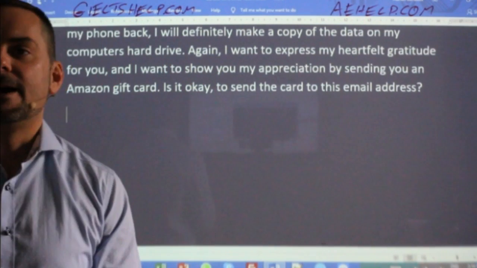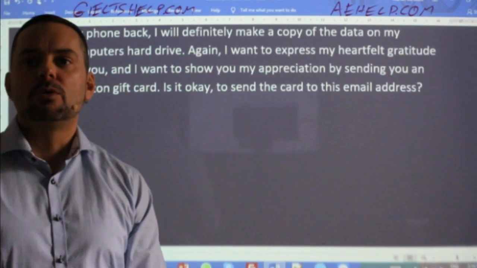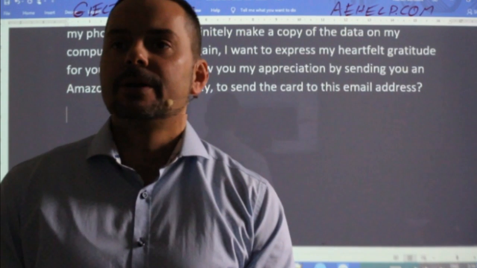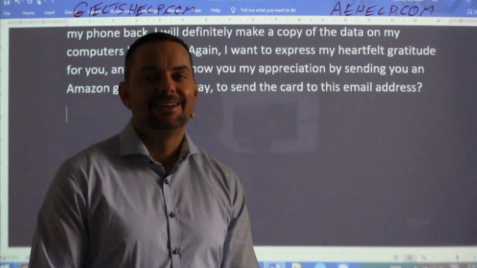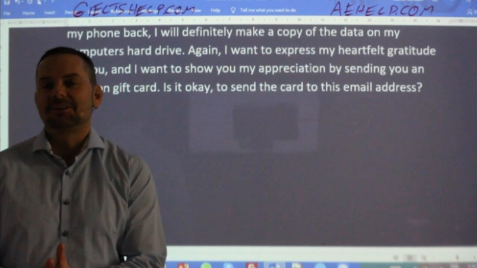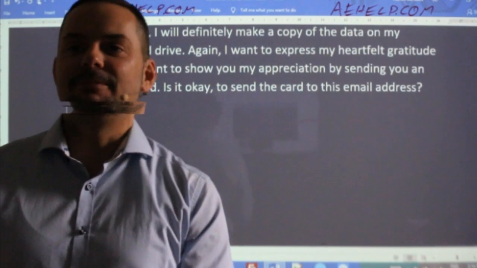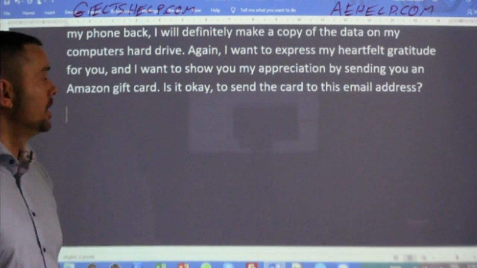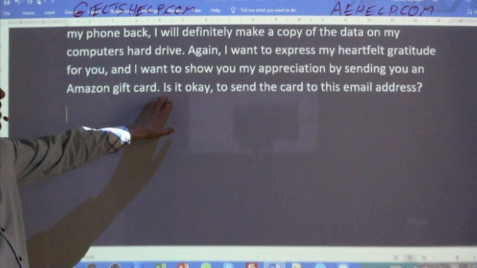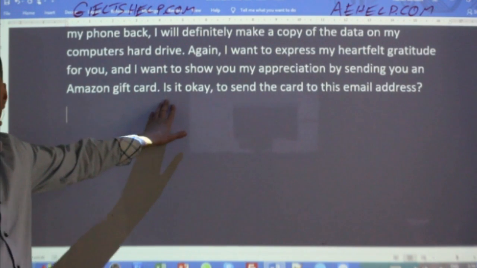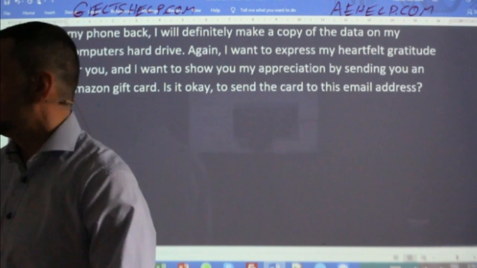Okay. Pichu says, "Thank you for giving my phone back, and I will reward you. I think $500. What do you say?" Pichu, that's a very kind reward, $500. I think you might be able to buy a pretty decent phone for that. But yeah, that's good. Okay. Pichu, yeah, you can ask a question like this. Again, it's a narrative, right? So you can create dialogue. Absolutely. So, is it okay to send the card to this email address? Yeah, absolutely. You can create dialogue.